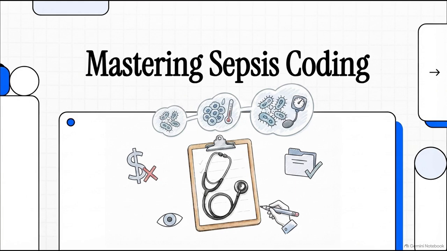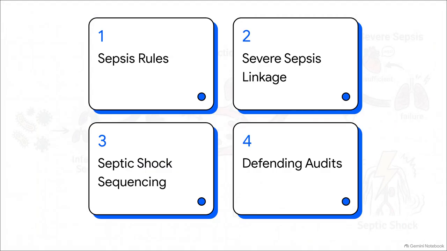Today, we're tackling one of the most highly scrutinized, frequently audited, and honestly clinically complex areas in medical coding. We are talking about the progressive severity of sepsis coding. We're going to break down the ICD-10-CM coding guidelines for sepsis, severe sepsis, and septic shock. Whether you're a seasoned coder or a CDI specialist, getting this right is absolutely crucial for clinical accuracy and revenue integrity.